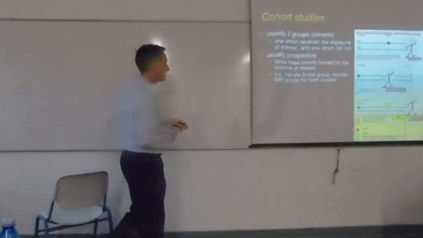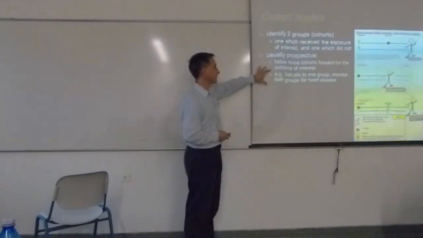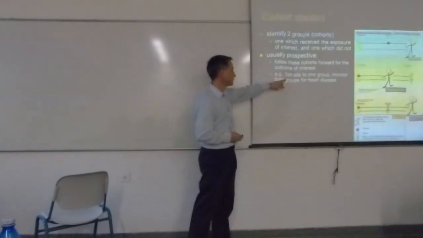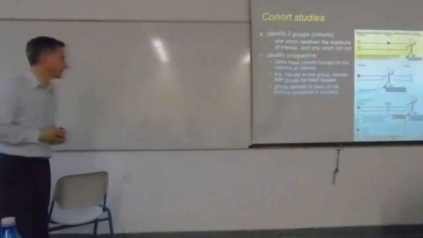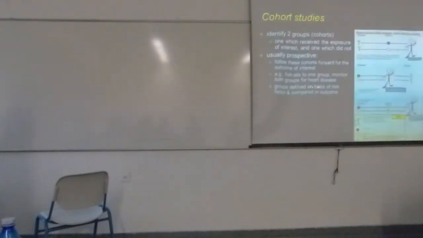So something you might do, I'm interested in fish oils and whether they're healthy. So you might give fish oils to one group and monitor both groups for heart disease over time. The groups are defined on the basis of the risk factor, those that get the fish oils and those that don't, and compared on the outcome, whether they get heart disease or not. It's characterised by being observational, you're observing people, and longitudinal, you're observing them over time.